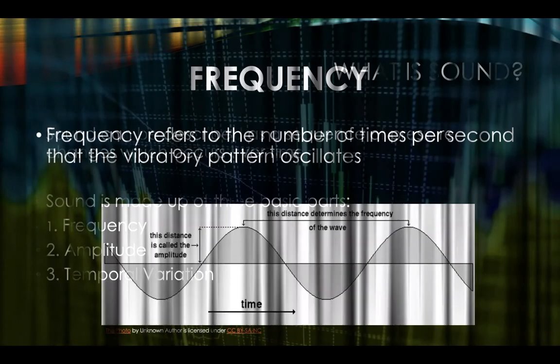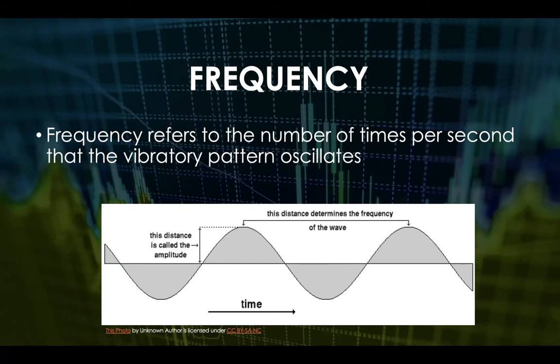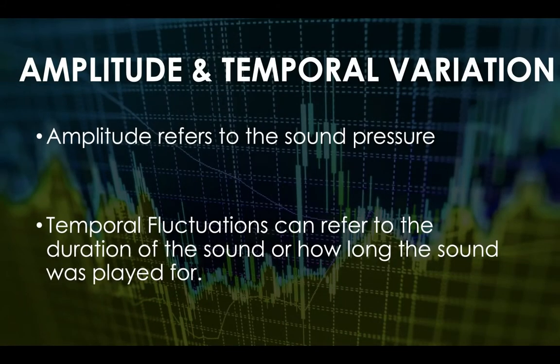First, we're going to talk about frequency. Frequency is simply the number of times a point on a wave passes a fixed reference point in about 1 second. Next, we have amplitude, and amplitude just refers to the sound pressure or the length and width of a wave. And then temporal fluctuation is simply the amount of time that the sound is played for.